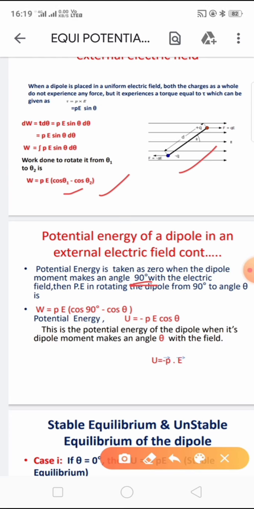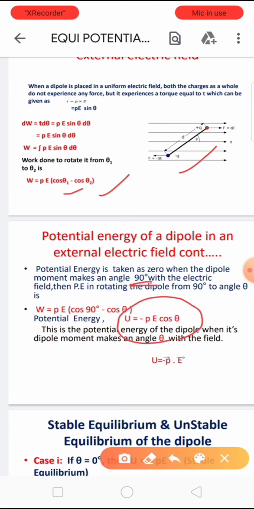So this is the potential energy of the dipole when the dipole moment makes an angle theta with the field. The potential energy of the dipole is equal to minus PE cos theta when it makes an angle theta. For example, if it makes an angle 60 degrees, then in place of cos theta you have to put cos 60.